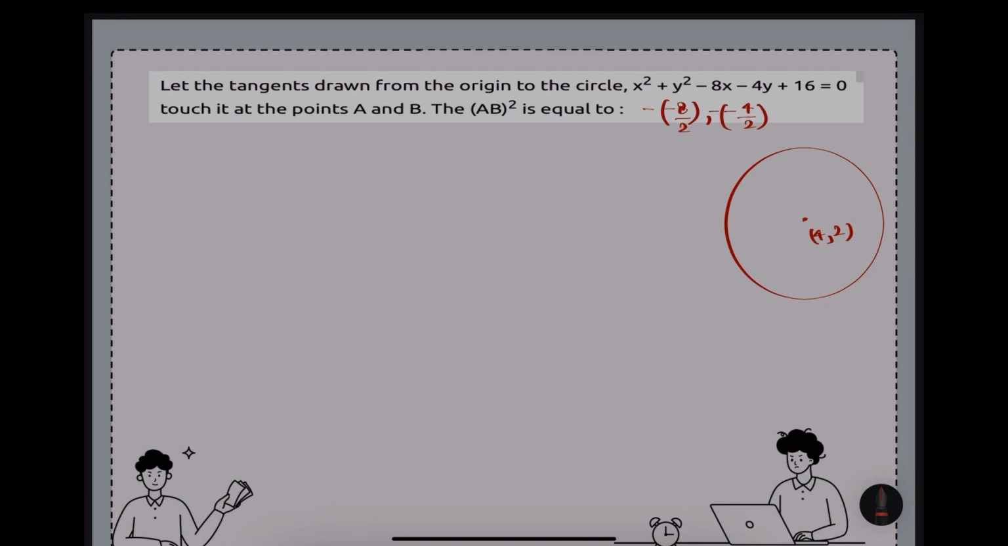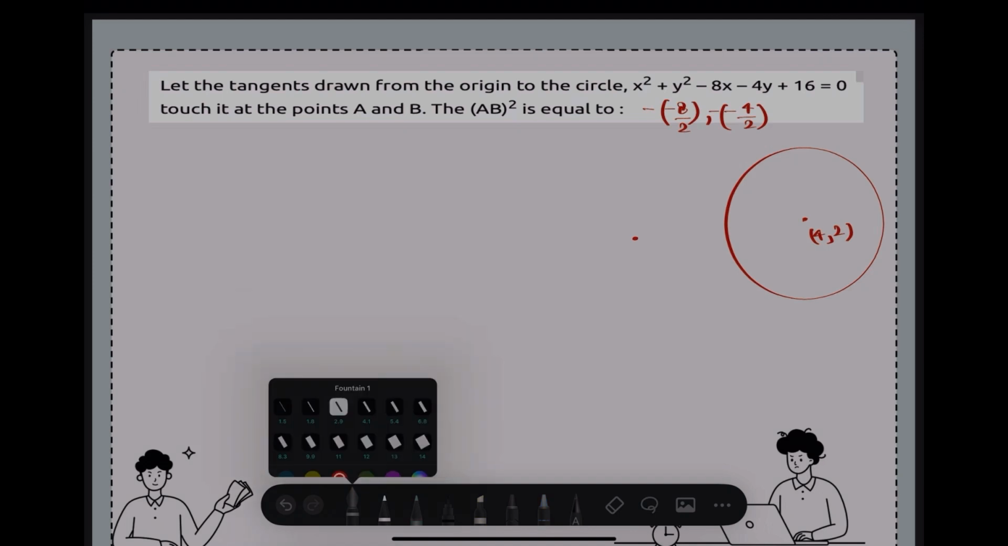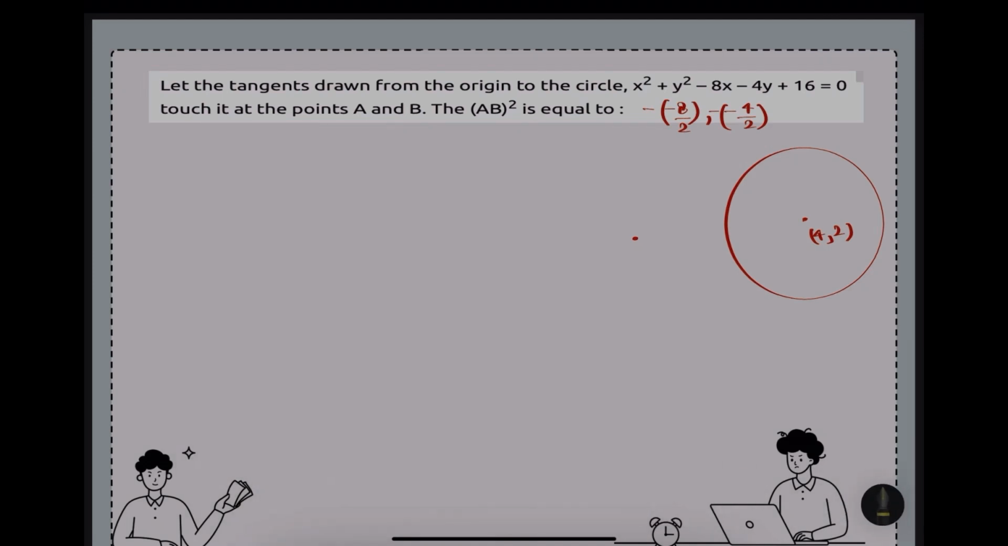Is that okay? Now suppose this is the center, and this is the origin. From the origin you have to drop tangents. You know there will be two tangents. So suppose your tangent is touching at point A and point B. Suppose this is C and this is O, 0 comma 0, and we are interested in finding the magnitude of AB square.